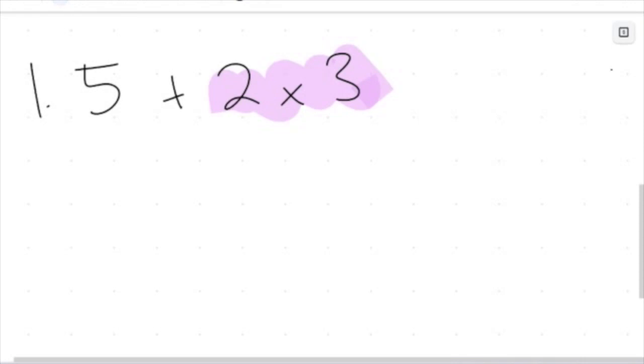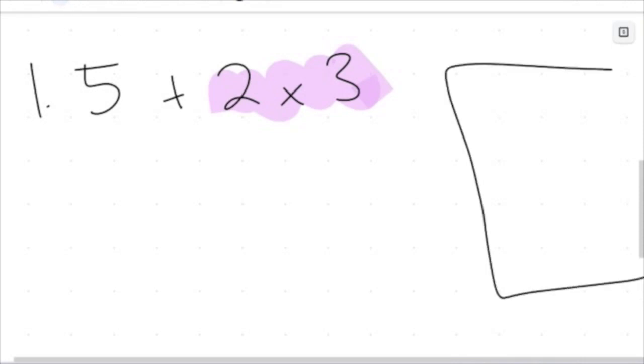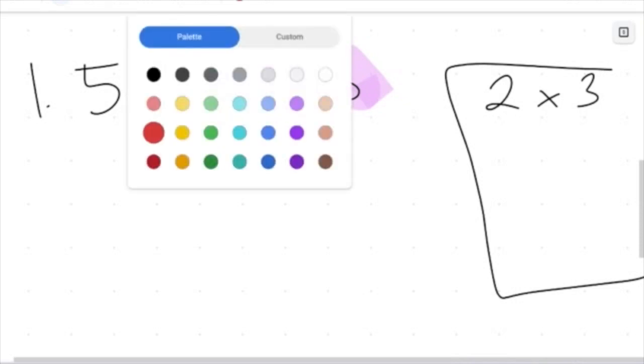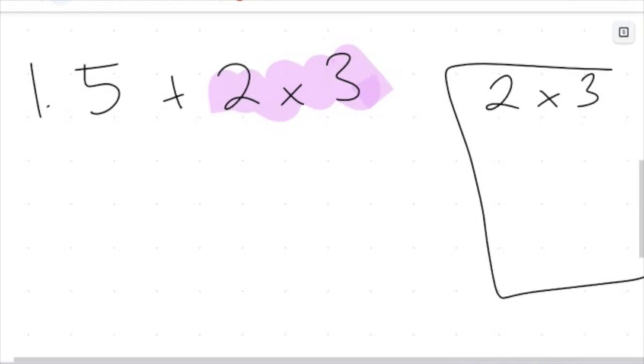So, on this side, I'm just going to write 2 lots of 3, 2 times 3. Multiplication tells us that I can write this as either 3 plus 3.